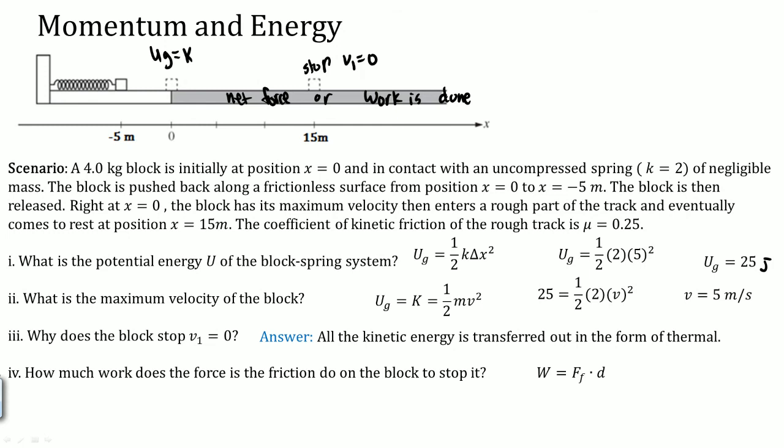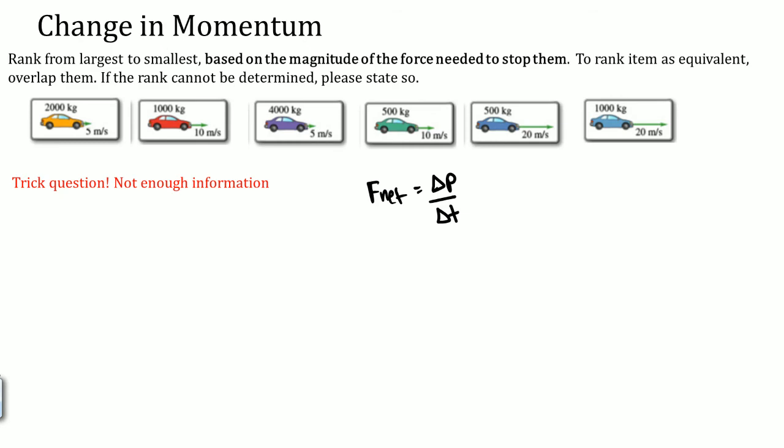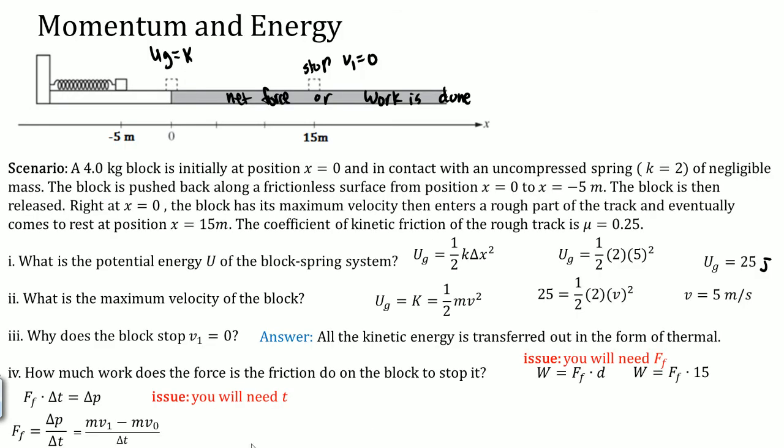The force here is the force of friction that is doing work. You have the distance, which is 15 meters, from the start of the rough track to the end of the rough track. You need to know the force of friction. Well, what's the issue here? We can get the force from our change in momentum equation that we just learned. Friction force times delta T is equal to the change in momentum. So here's my equation, here are my parts for it. The issue is I need delta T. We can see from the car example, you need delta T to get the force.